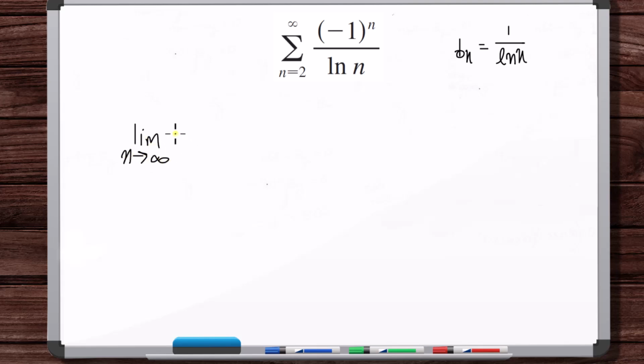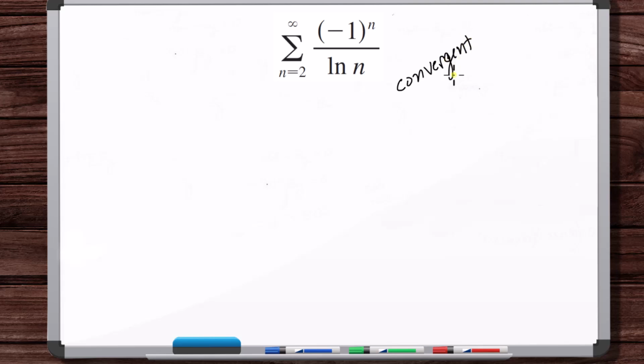Not the series, just the b sub n. So it's nice. And that's going to be 0. And so therefore, this series is convergent. All right. So what does that mean? Well, okay, we know this is convergent.